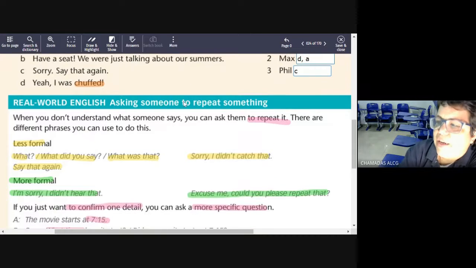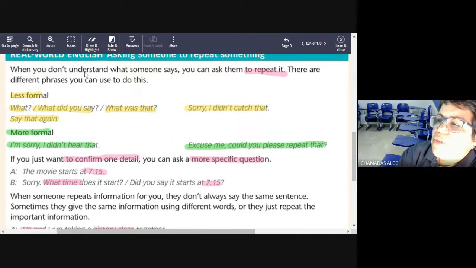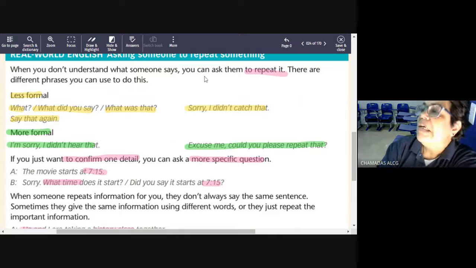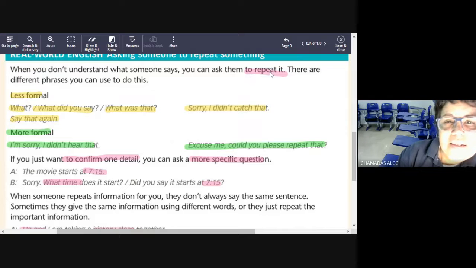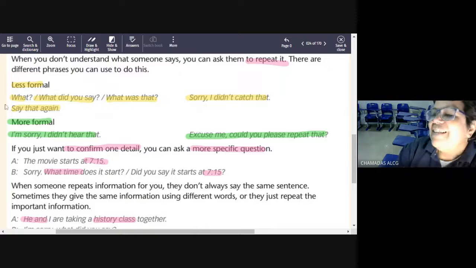So let's move on to the tip of the lesson. It's about asking someone to repeat something. Okay. So when you don't understand what someone says, you can ask them to repeat it. There are different phrases you can use to do this. So we have less formal phrases. Example, what or what did you say? Or what was that? Or you can say, oh, say that again.